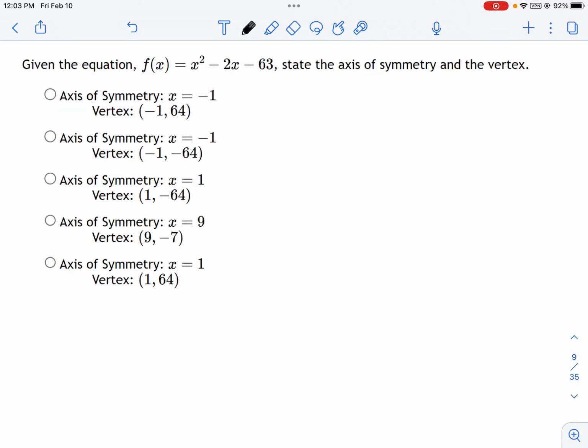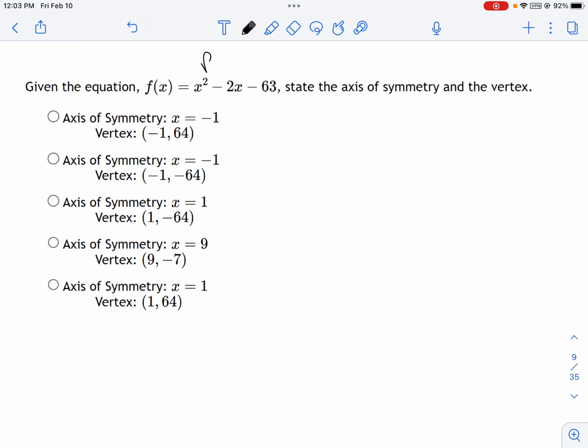Given the equation f of x is x squared minus 2x minus 63, state the axis of symmetry and the vertex. Well, first off, let's look at what on earth we are looking at here. As soon as we see this x squared, hopefully that's sending out reminders that you have a graph that looks something like this. Some kind of parabola, some kind of U-shape, and this is going to be your quadratic.